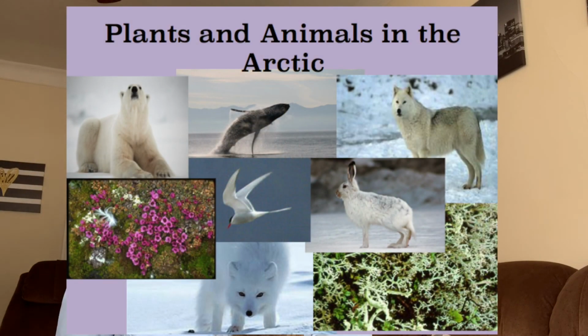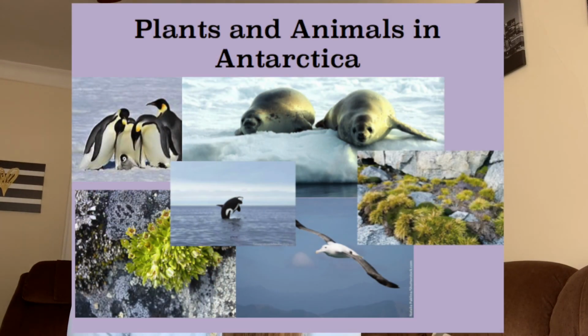Here are some plants and animals that you would find in the Arctic. So there's a polar bear, there is a humpback whale, although there's also lots of different types of whales that you could find there. There's an Arctic wolf, an Arctic hare, an Arctic fox, and the bird you're looking at is called a tern. And then the two plants you're seeing, one is called the reindeer moss and one is called purple saxifrage.